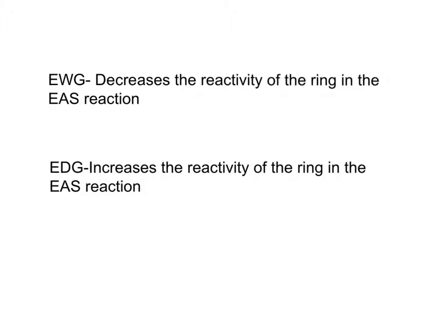So just to recap really quick, if I have an electron withdrawing group attached to it, that's going to decrease the reactivity of the ring. I'm withdrawing electron density out of the aromatic ring, making it less able to attack that positive E+. And if I have an electron donating group on it, that's going to increase the reactivity of the ring because I'm donating electron density into the ring, making it more reactive. Those electrons are more available to do the attack of that E+ in the electrophilic aromatic substitution reaction.